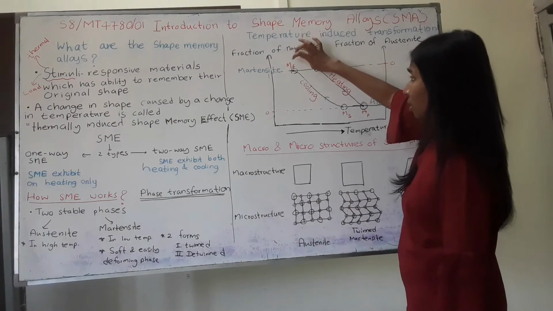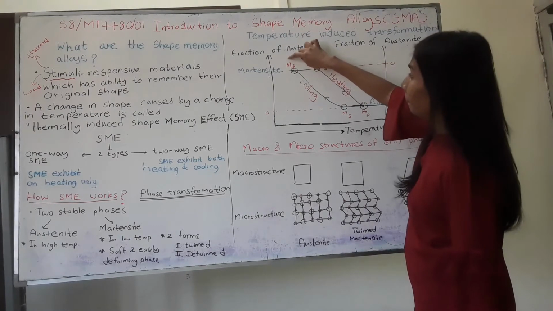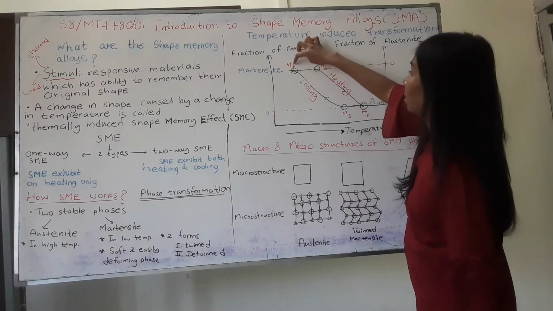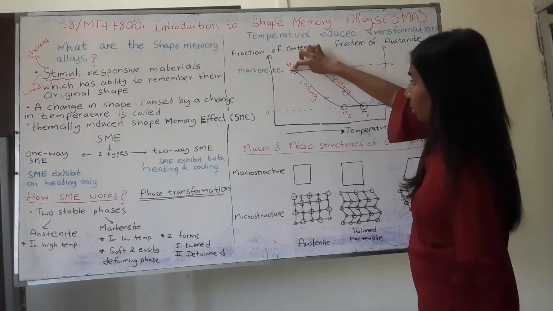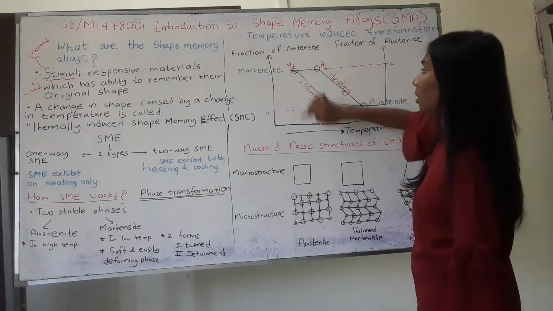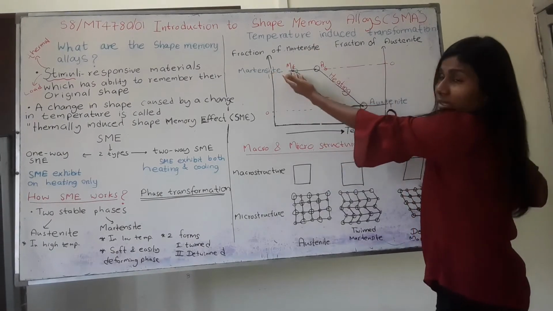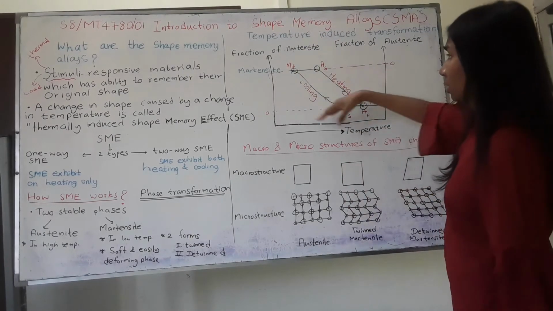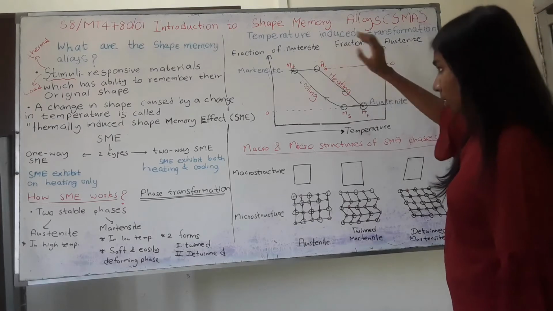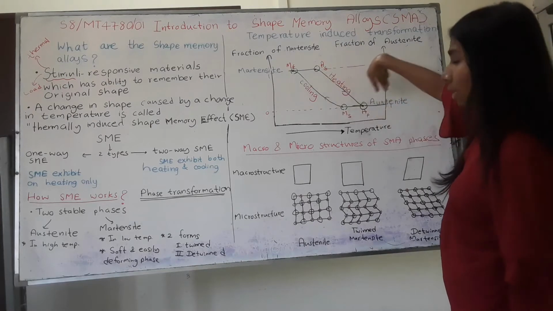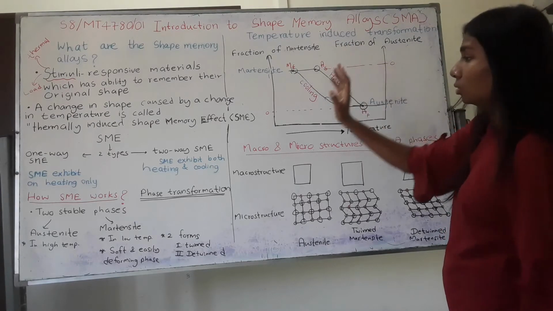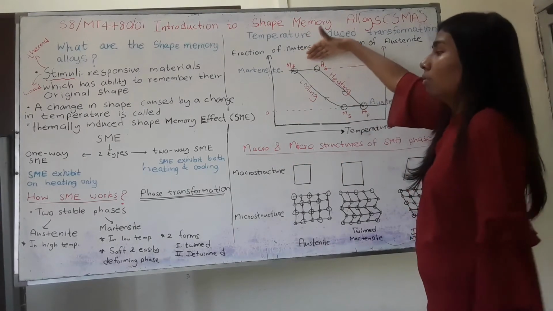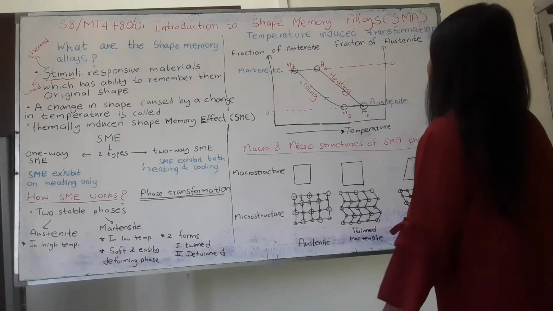Then we come to this point. Martensite formation will finish. This is the martensite finishing temperature, and there is a fully martensite phase in the material. Those two cycles are both appearing in the two-way shape memory effect. This cycle is only for one-way shape memory effect.